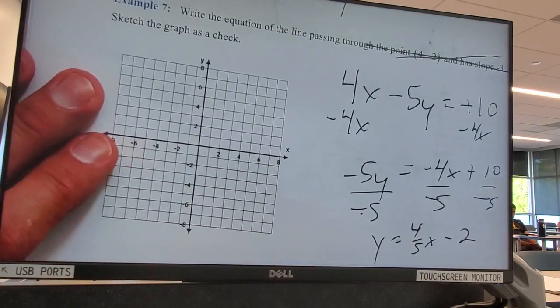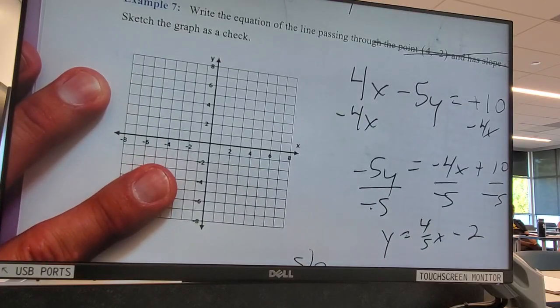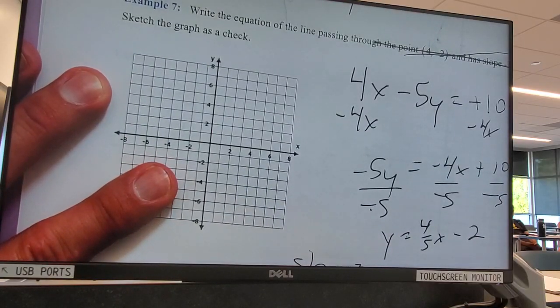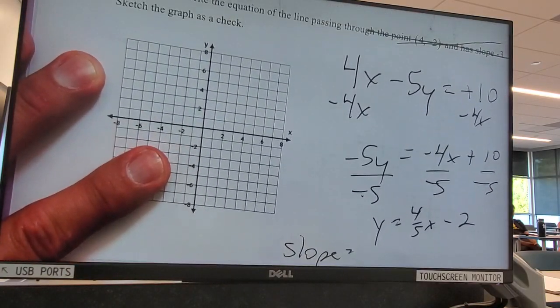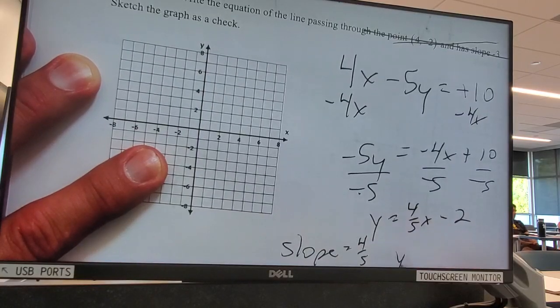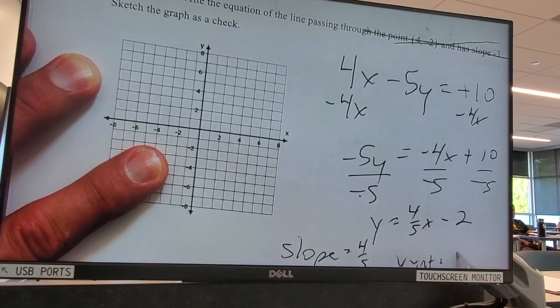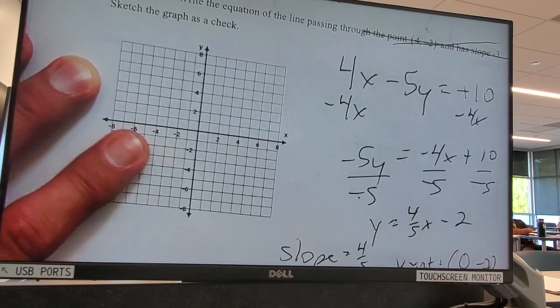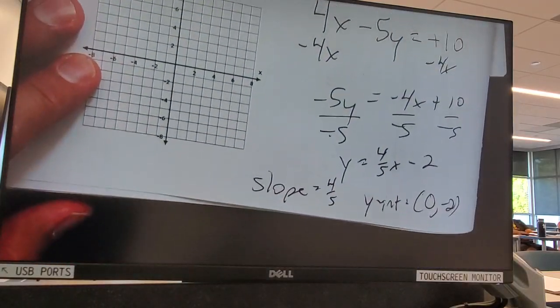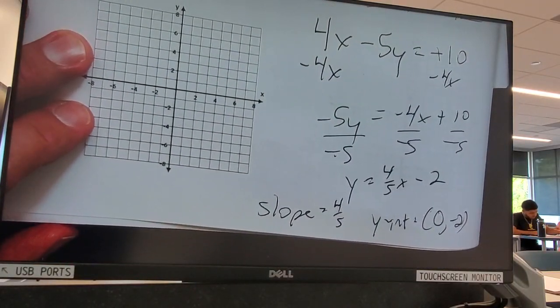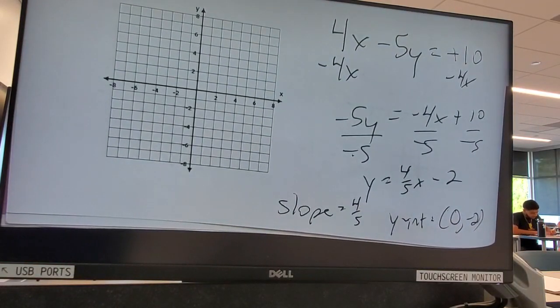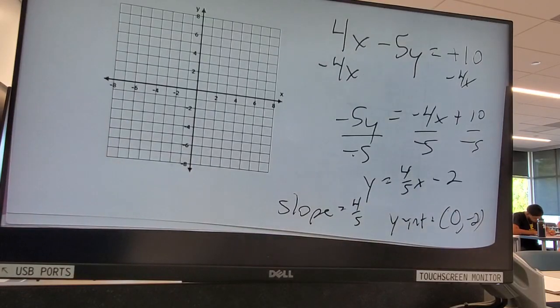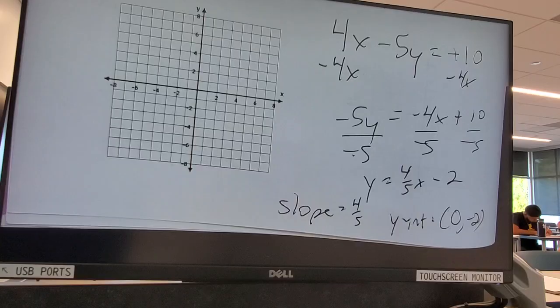So what's the slope? 4/5. And the y-intercept? Kick ass. All right, go ahead and graph that line. So now you know where it begins, you know the y-intercept, and you know the slope.